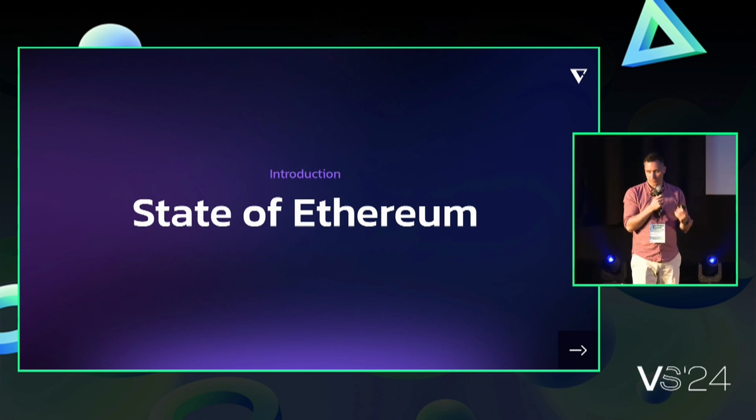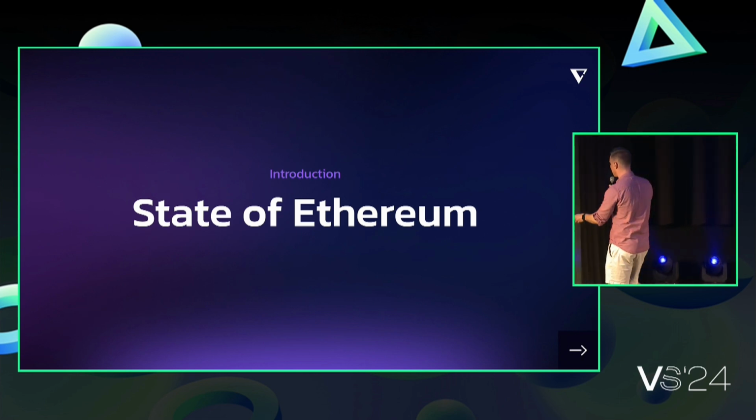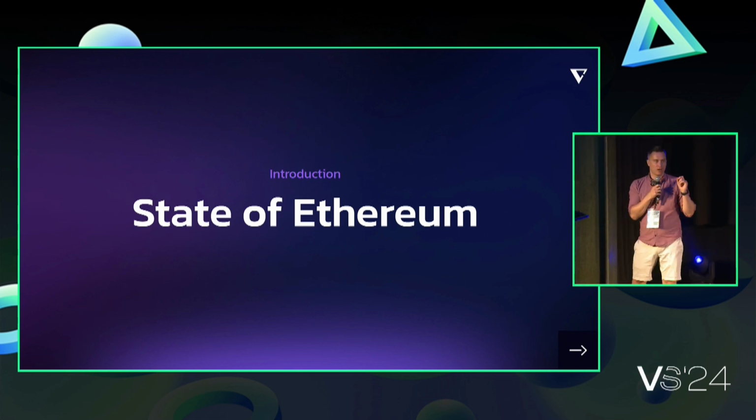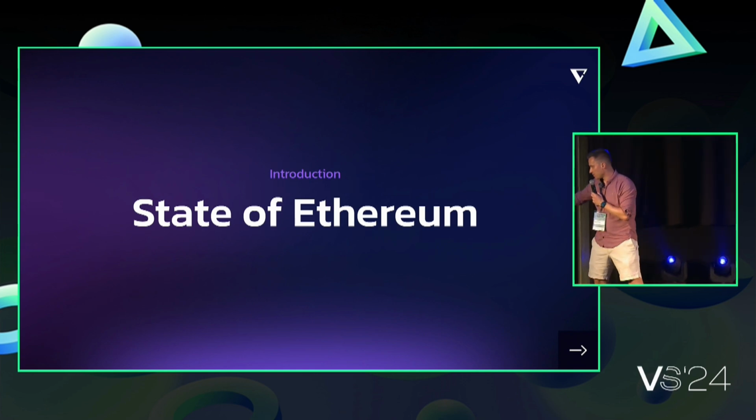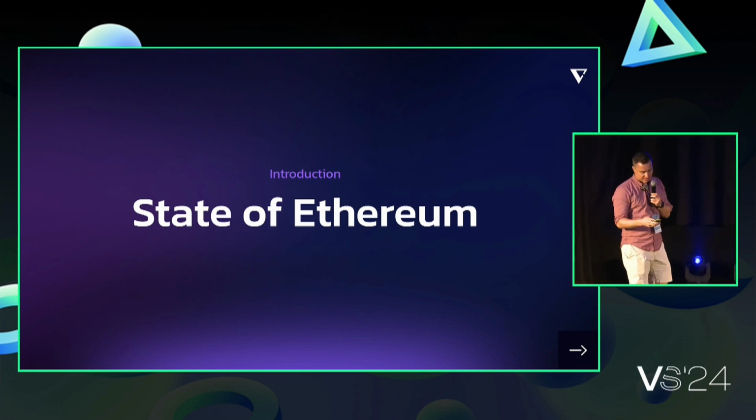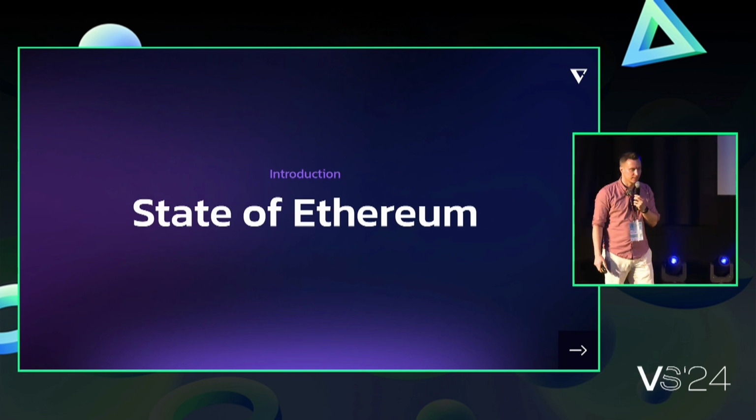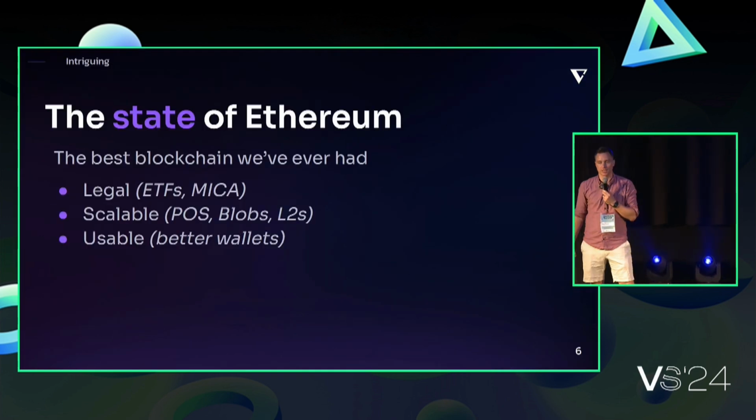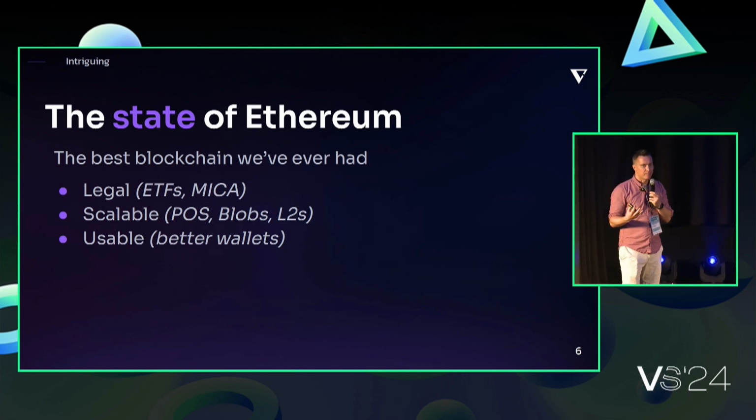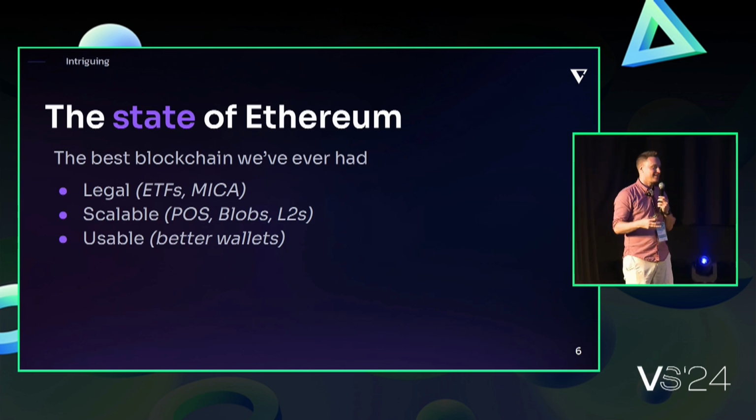But I would like to start with emphasizing the importance of web proofs, because if you think about it, where is Ethereum today? Or again, Ethereum is my favorite blockchain. You can extend this to your favorite blockchain. And we're in the best place ever. The blockchain is legal, suddenly. It was always this gray area. Now we have ETFs, we have MiCA in Europe.